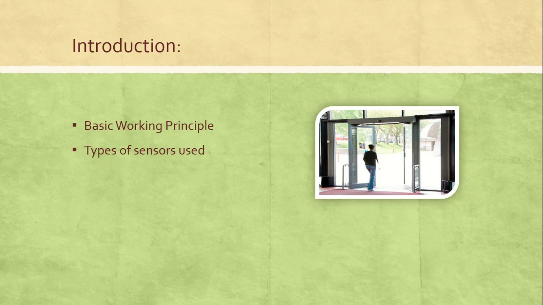Then there are four types of sensors used in this system: radar sensor, PIR sensor, infrared sensor and laser sensor. In this system, a PIR sensor is used to open and close the door automatically, which senses the infrared energy produced by the human body. Then we will see the block diagram.